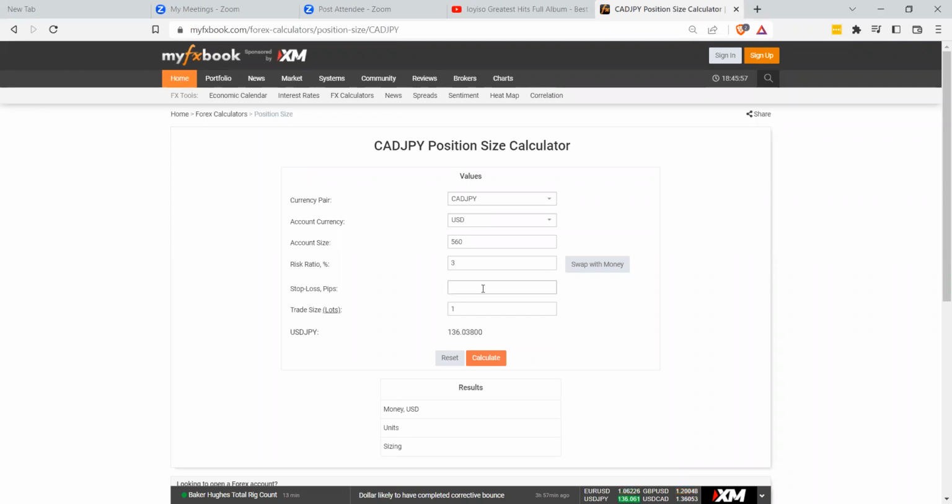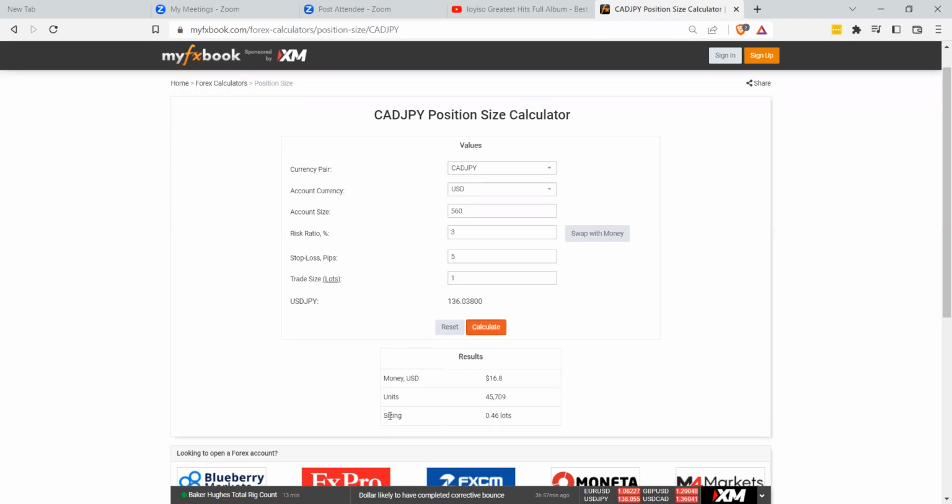Okay, so let's say your stop loss is 5 pips. You put it there. Trade size, leave it at default, leave it at 1. And then you click on calculate. Once you click on calculate, you see under sizing, it says you should use 0.46 lot. So the lot size you will use on that particular trade to risk 3% of your account is 0.46 lots. So if you lose that trade, you will lose $16.8 US, and that is 3% of $560, right?